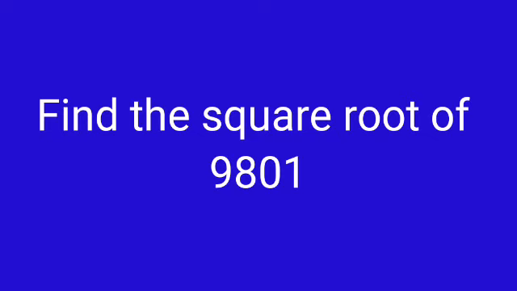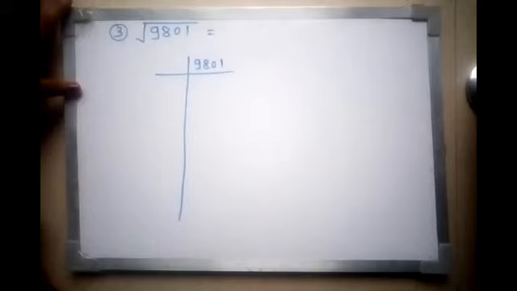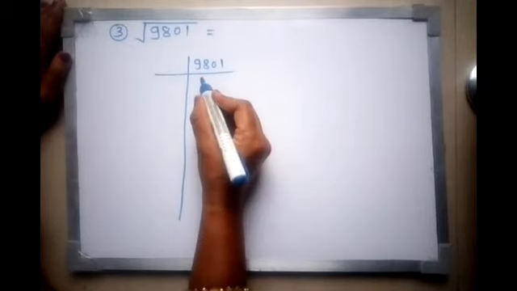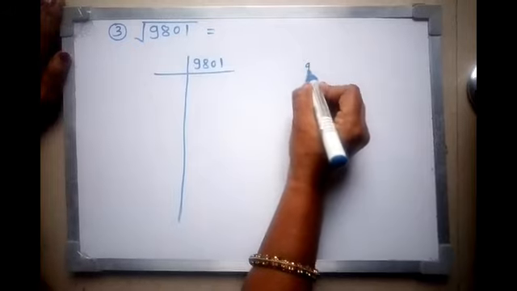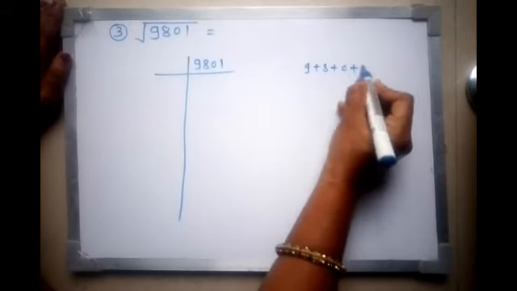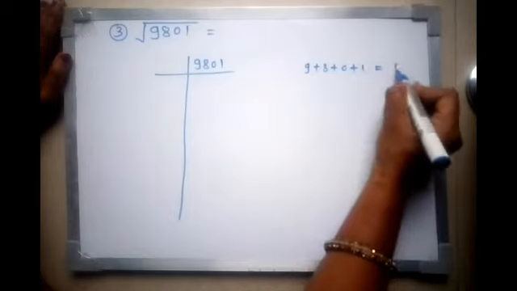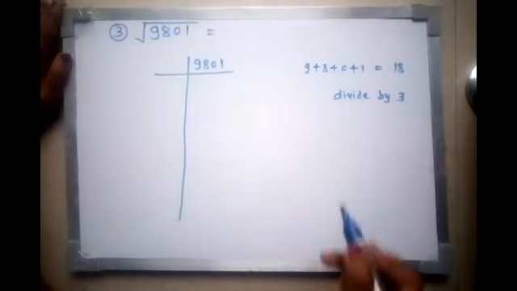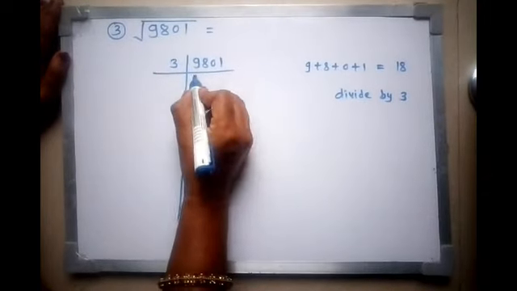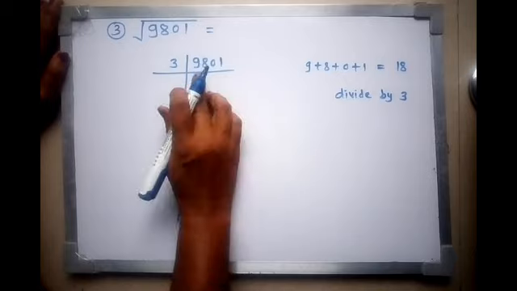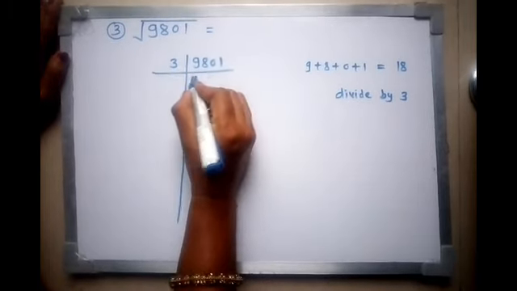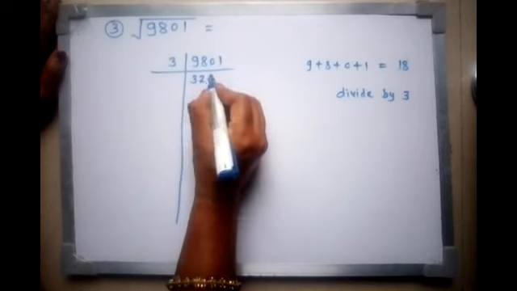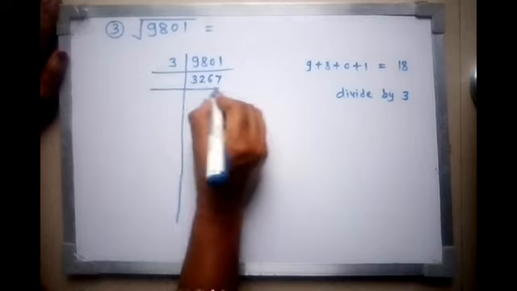Find the square root of 9801. I find factors by only one method, the vertical method. This number is an odd number. Addition of digits of this number: 9, 8 plus 1, 18, divided by 3. 3 3s are 9. 3 2s are 6. 3 6s are 18 and 3 7s are 21.